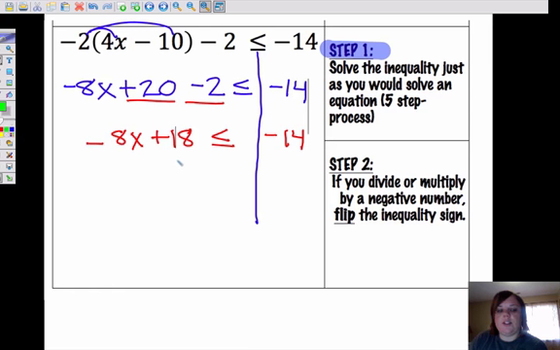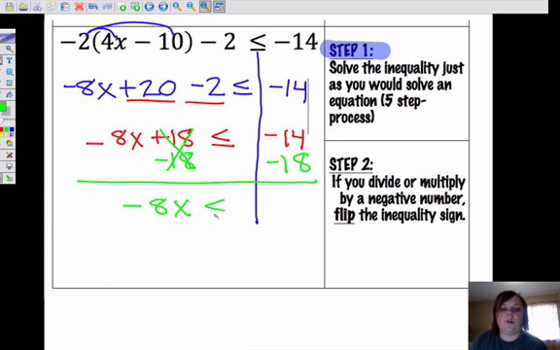So then I can undo the addition or subtraction. Since I have the plus 18, I'm going to subtract 18 from both sides, and positive 18 and negative 18 cancel out. So I'm left with negative 8x is less than or equal to negative 14 minus 18, which gives me a negative 32. Then I'm down to the step where I can undo the multiplication. So this is negative 8 times x, so I'm going to undo that by dividing by negative 8. Divide this side by negative 8 as well.